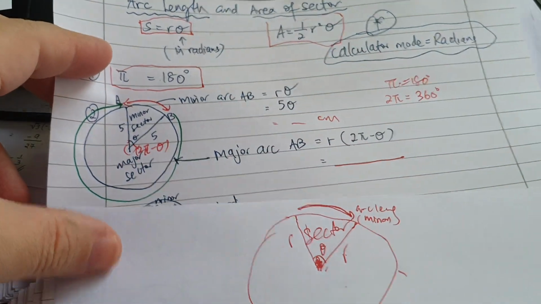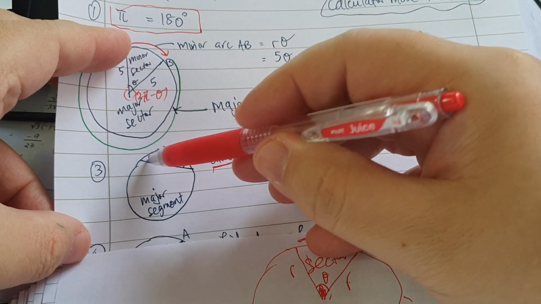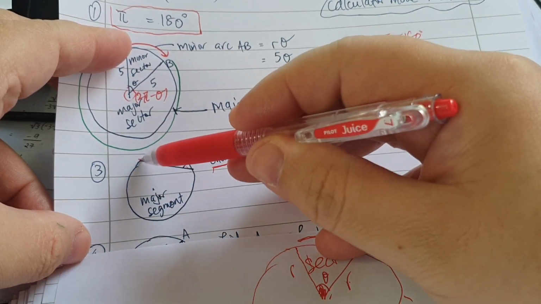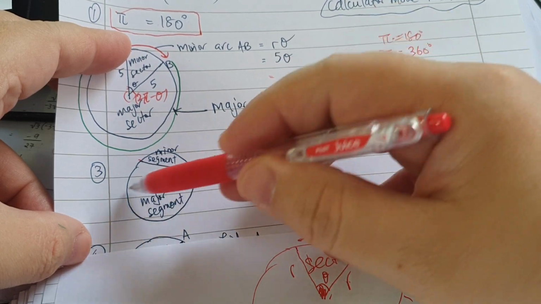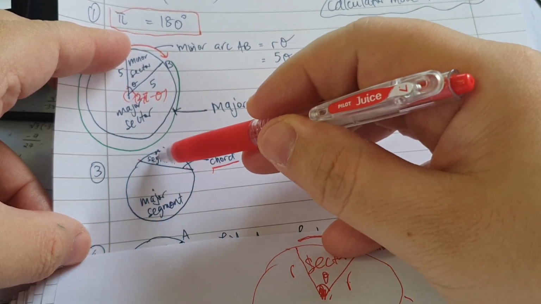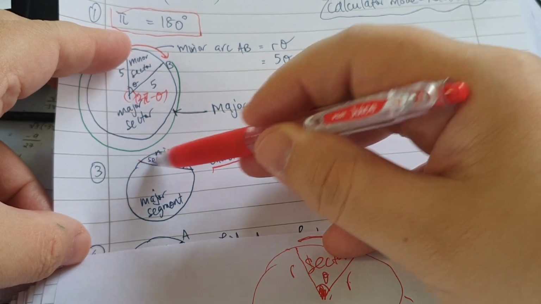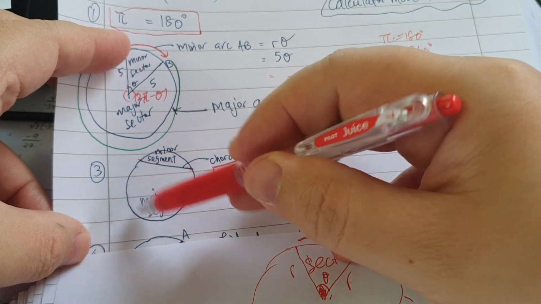If it comes out, the next thing you need to know is what a chord is. A chord is a line joining two points on the circumference of the circle. Because this is a smaller one, we call it the minor segment. So a chord will cut a circle into a minor segment and a major segment.